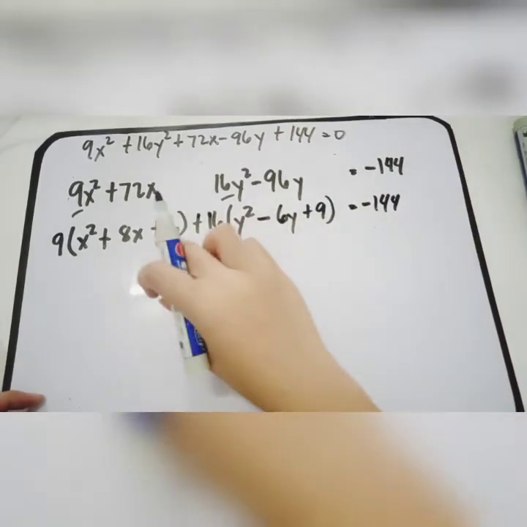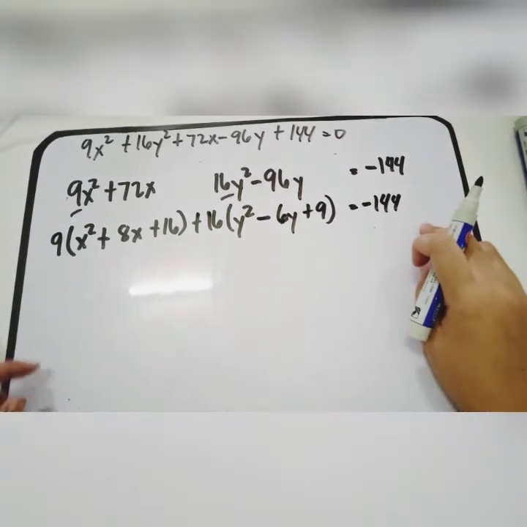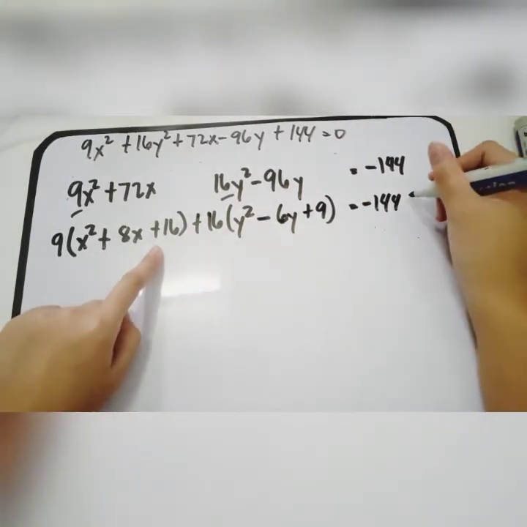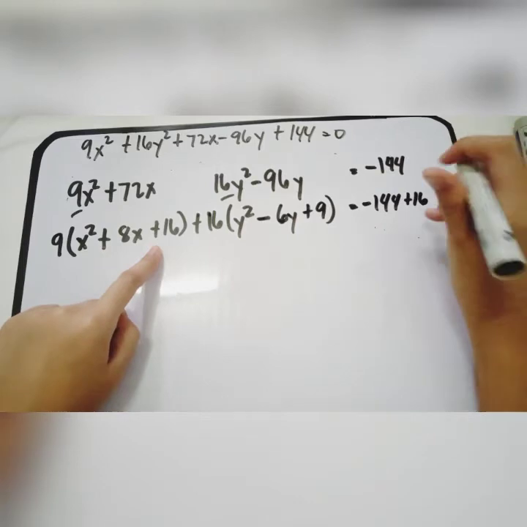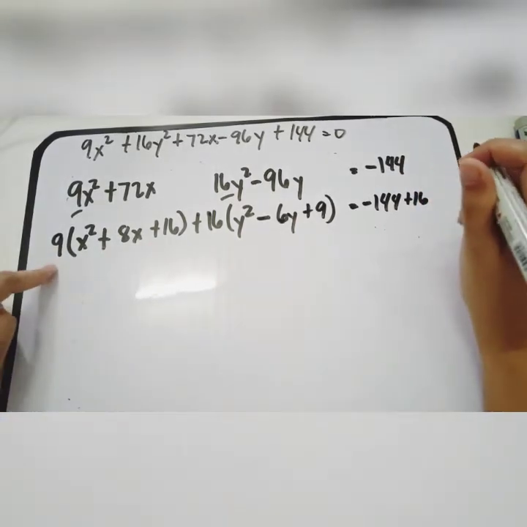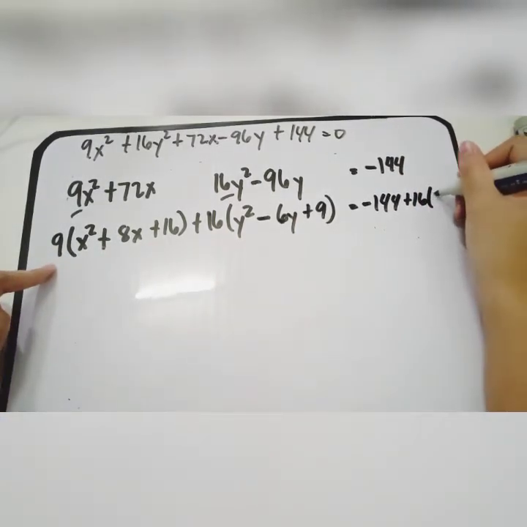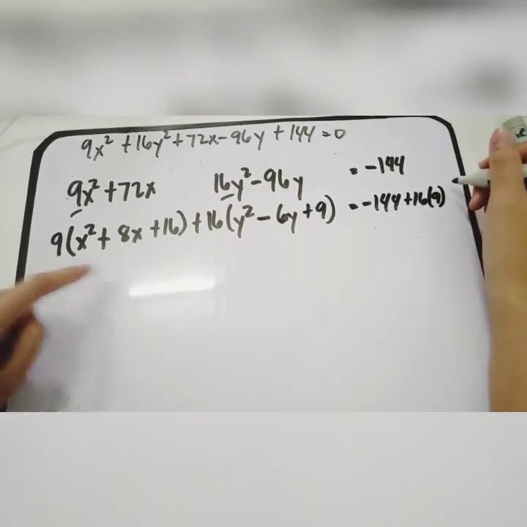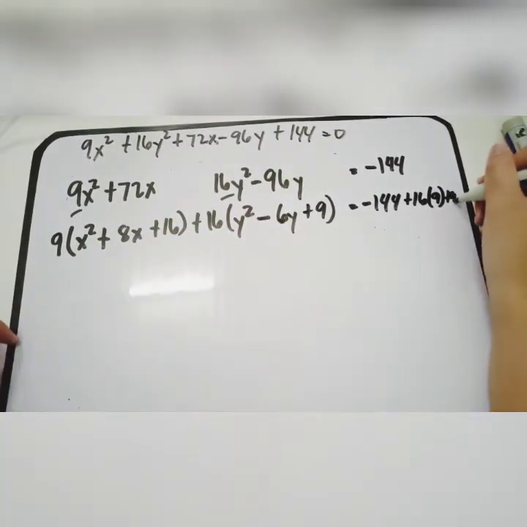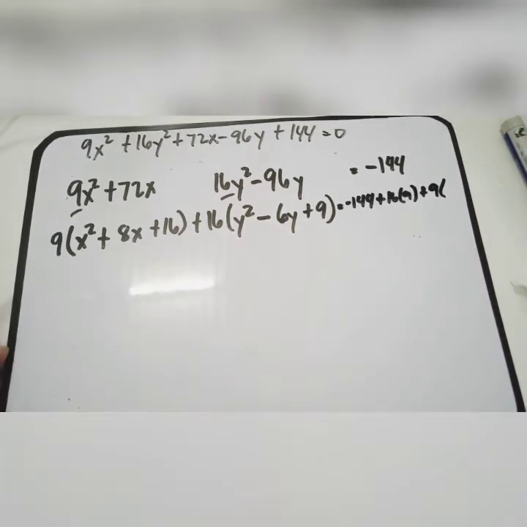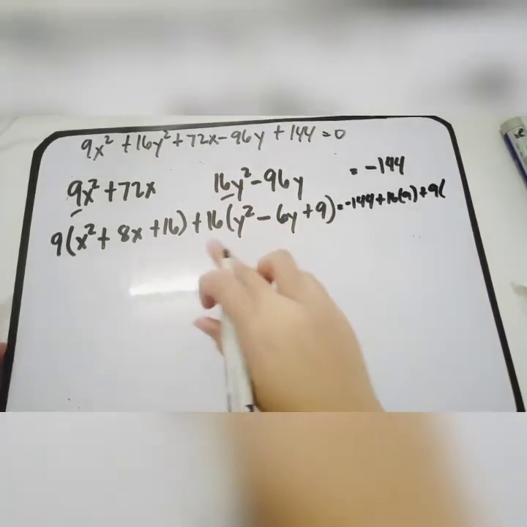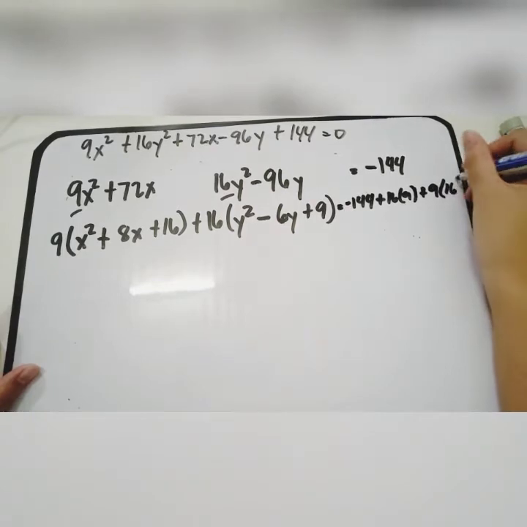So, ano yung dinagdag natin? Ilalagay din natin sa right side. So, ang dinagdag natin dito is positive 16. So, si 16 lang ba? Dahil nandito si 9, ita-times natin siya kay 16. So, 9. Then, plus 9. Ano yung finactor out natin? Si 16. So, ilalagay natin si 16 dito.